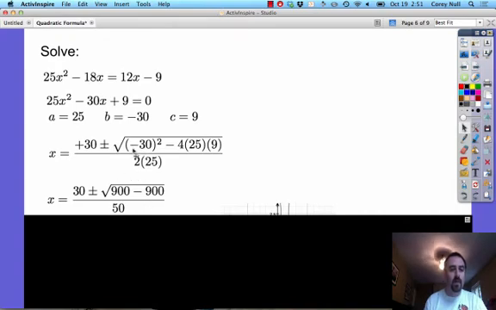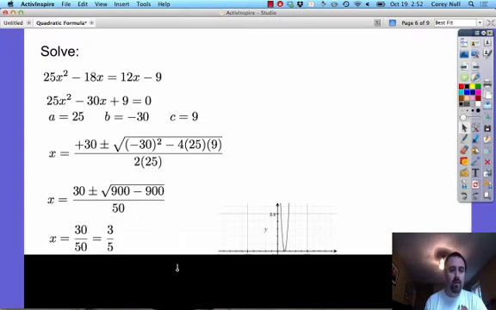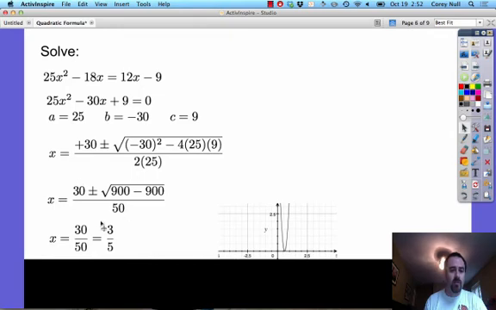So, negative 30 squared is 30 times 30, which is 900. 4 times 25 is 100, times 9 is 900. So under the radical here, I have 900 minus 900, which is 0. And that's all over 50. So I get 30 plus or minus 0 over 50. Well, that's 30 over 50, which is 3/5. So notice there's not a plus or minus left. The plus or minus is gone, so I have one solution.